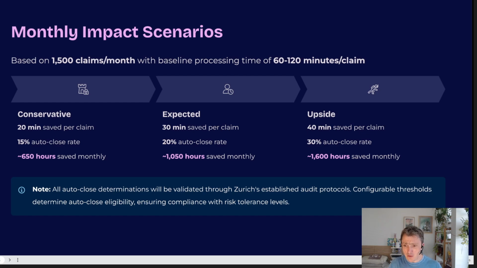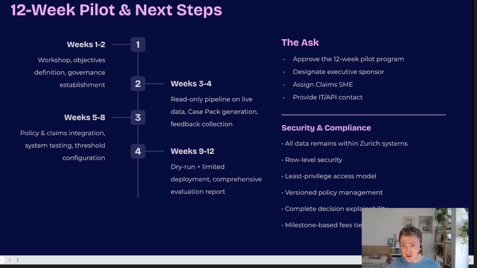So together with your team's expertise, I'm confident that we can deliver a working solution for this prototype in 12 weeks. And here's how I'd love to structure the pilot. Weeks 1 and 2, we'll run implementation workshops, define objectives and governance. Weeks 3 to 4, we'll implement a read-only pipeline on live data, generate usable case packs, and collect feedback. Weeks 5 to 8, policy and claims integration, testing, threshold sets, and then dry runs and deployments.